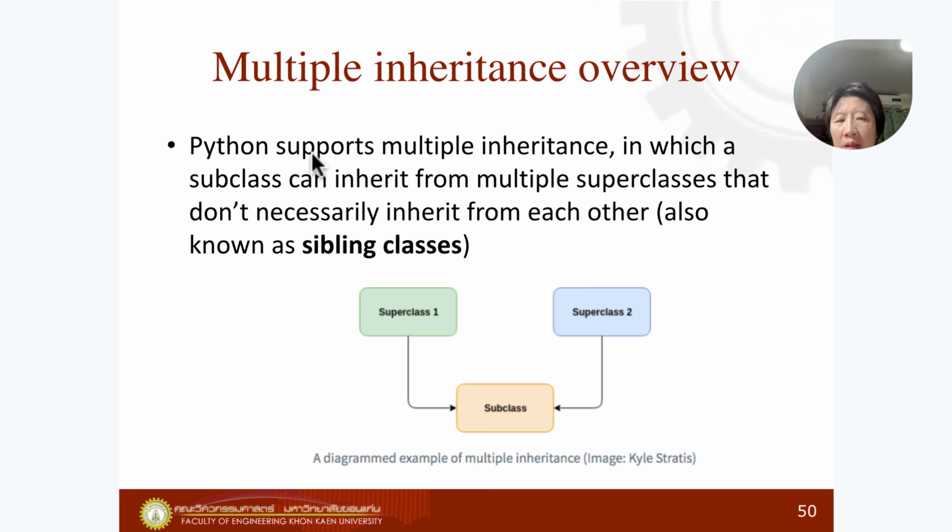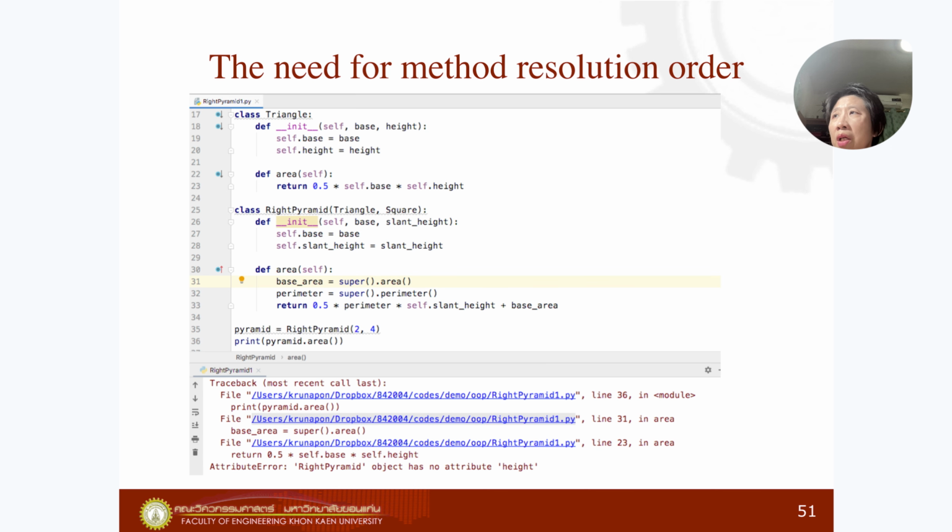Now, Python supports multiple inheritance, in which a subclass can inherit from multiple superclasses that don't necessarily inherit from each other. Like here, we can see that the subclass can inherit from superclass 1 and superclass 2. Then there can be a problem, right?